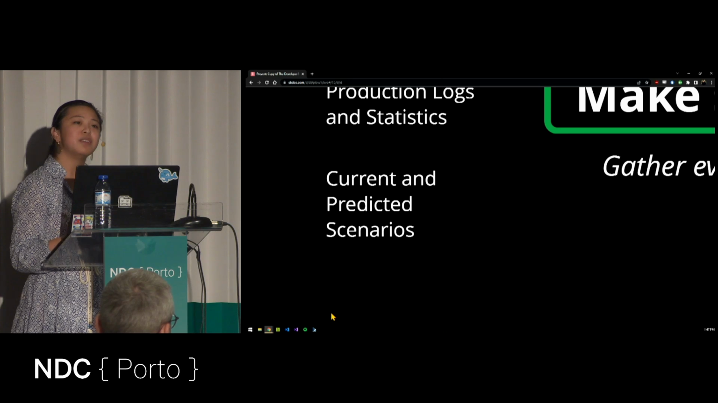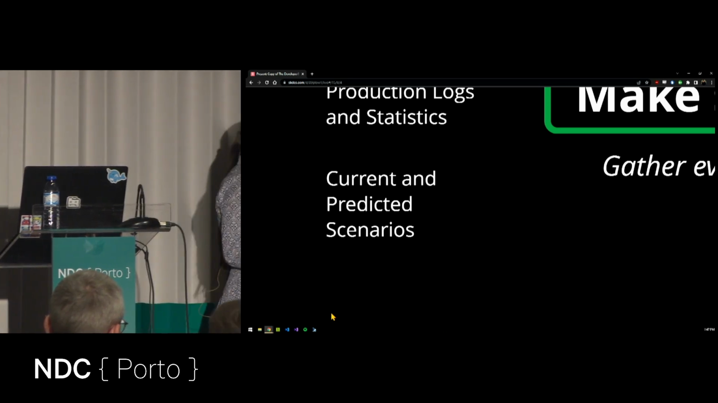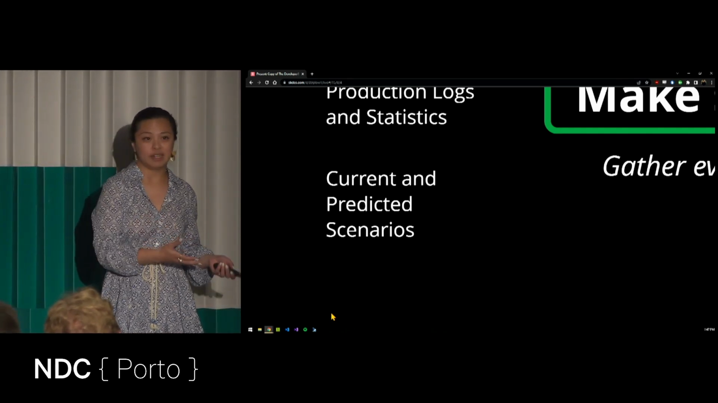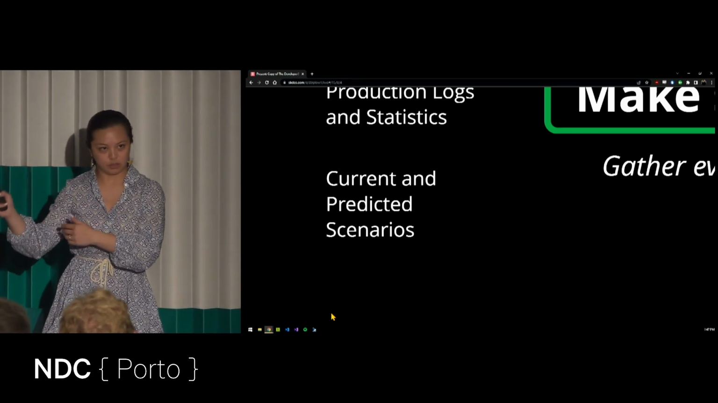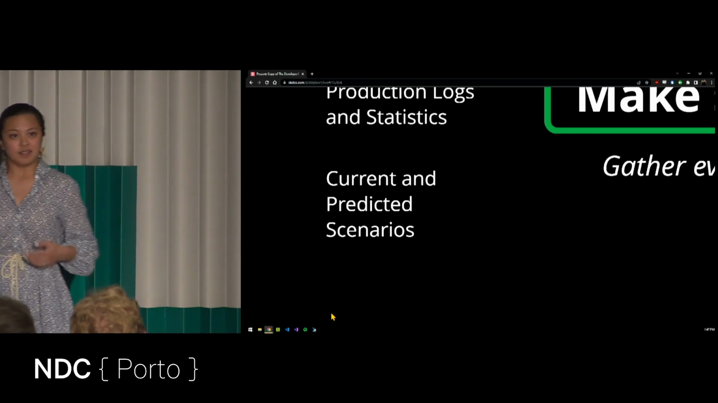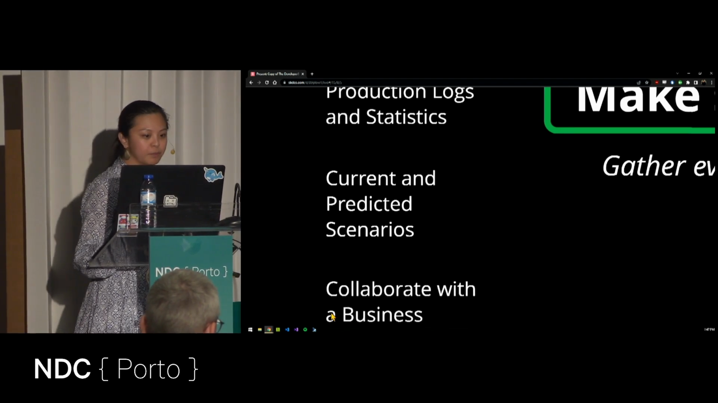You want to get current and predicted scenarios. So if you have an application that runs and you may have some spiky traffic at certain times, you want to collect that type of data. You want to get the maximums. What does your maximum traffic look like? What does your minimum traffic look like? What does average traffic look like? These are the quantifying portions of what your workload means.